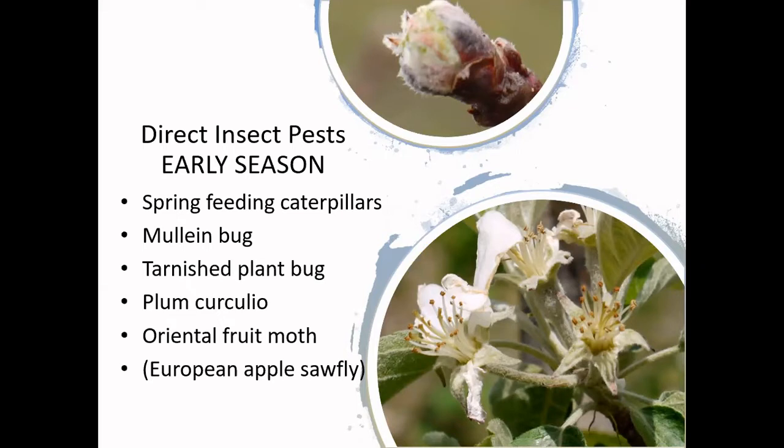In the following presentation, I'm going to be touching base on the direct insect pests that are found early season in an apple orchard. These would be pests that are active from early bud break up until bloom, and would include spring feeding caterpillars, mullein bug, tarnished plant bug, plum curculio, and oriental fruit moth. While European apple sawfly is active pre-bloom, I will discuss this in part 5 of the workshop series.